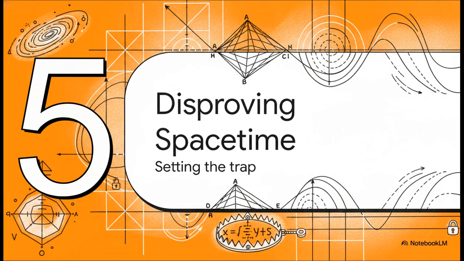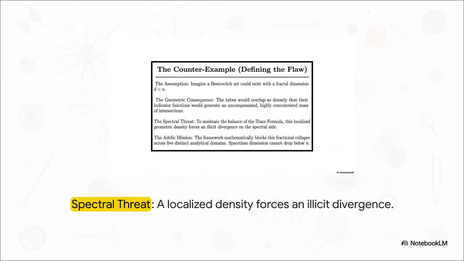Section 5. Disproving fractional spacetime. Let's go ahead and set a mathematical trap. To actually prove the Kakeya conjecture, we're going to assume the exact opposite is true, just to see if it breaks the math. What if a Besicovitch set could exist with a fractal dimension strictly less than n? Well, if that were true, the tubes would overlap so incredibly densely that they'd generate an uncompensated, highly concentrated mass of intersections. And because of the absolute balance of our trace formula bridge, this localized physical density acts as a massive spectral threat. It forces an illicit, completely broken mathematical divergence on the right side of the equation.